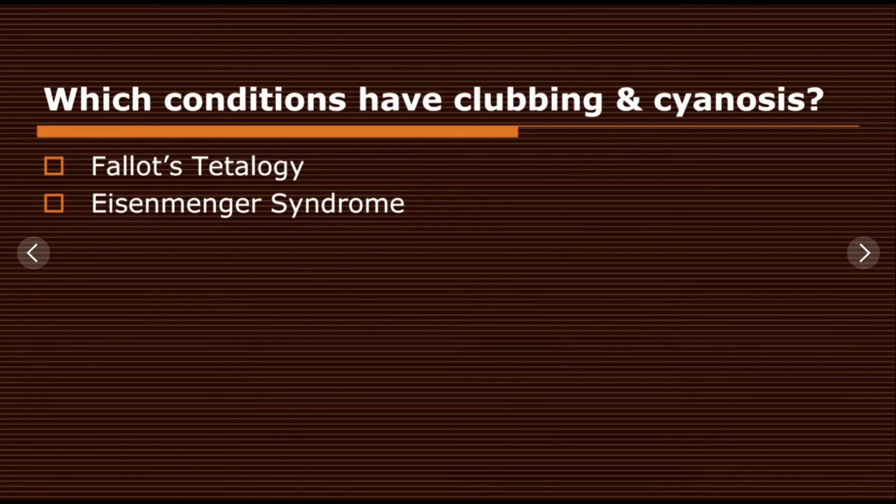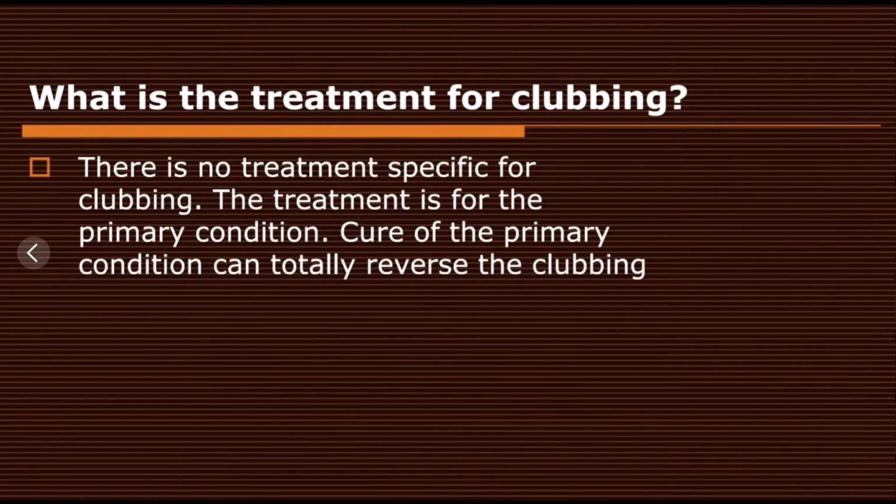They could be there. So, which conditions have clubbing and cyanosis? Tetralogy of Fallot and Eisenmenger syndrome have both conditions, clubbing and cyanosis, together. What is the treatment of clubbing? There is no treatment specific for clubbing. The treatment is for the primary condition only. Cure of the primary condition can totally reverse the clubbing. So that's all about clubbing. Thank you so much.